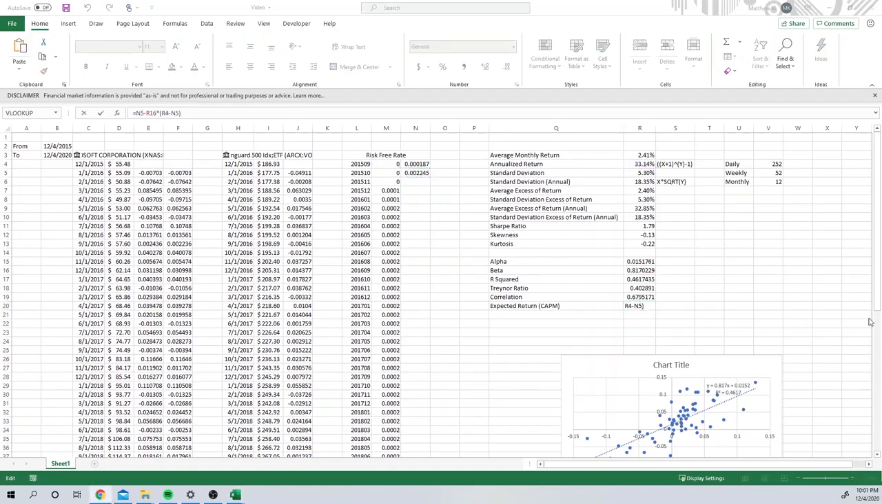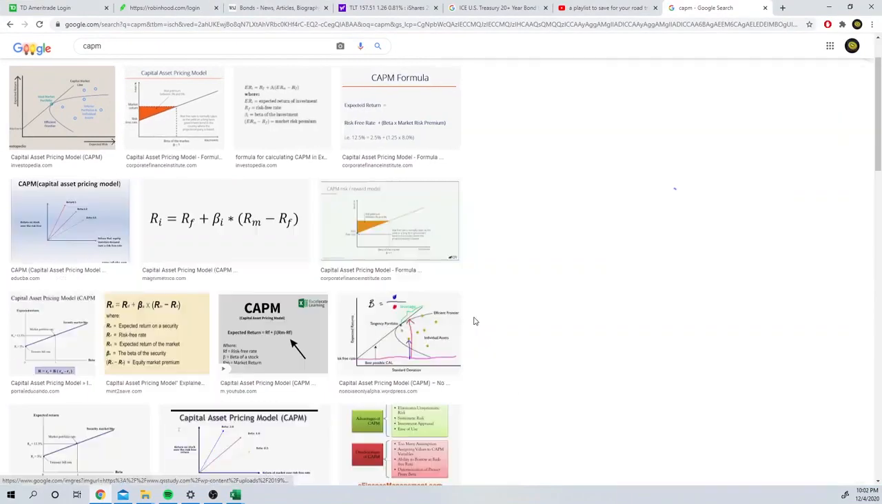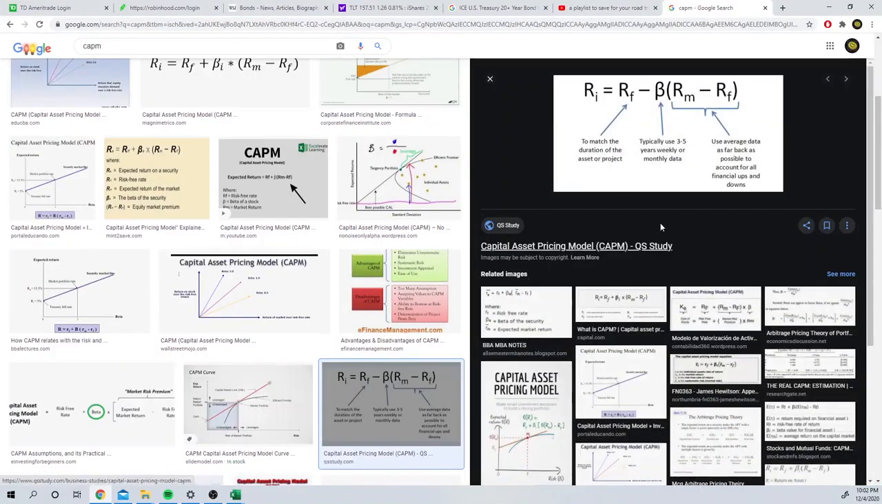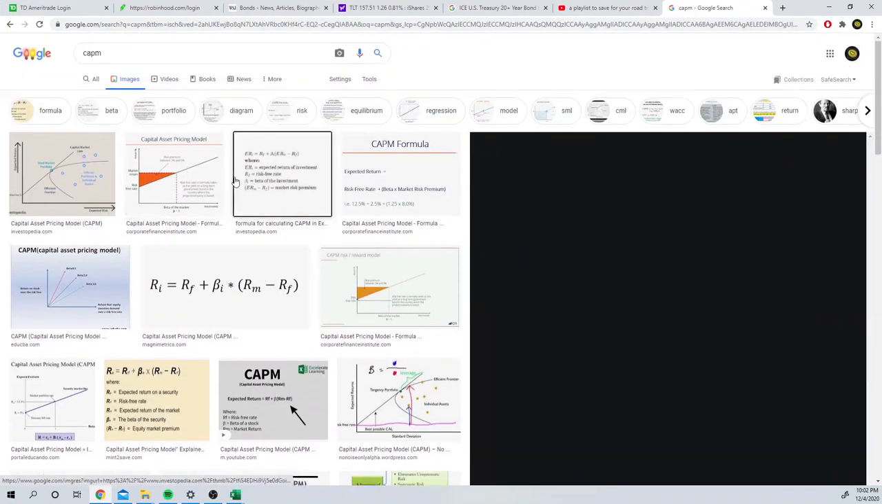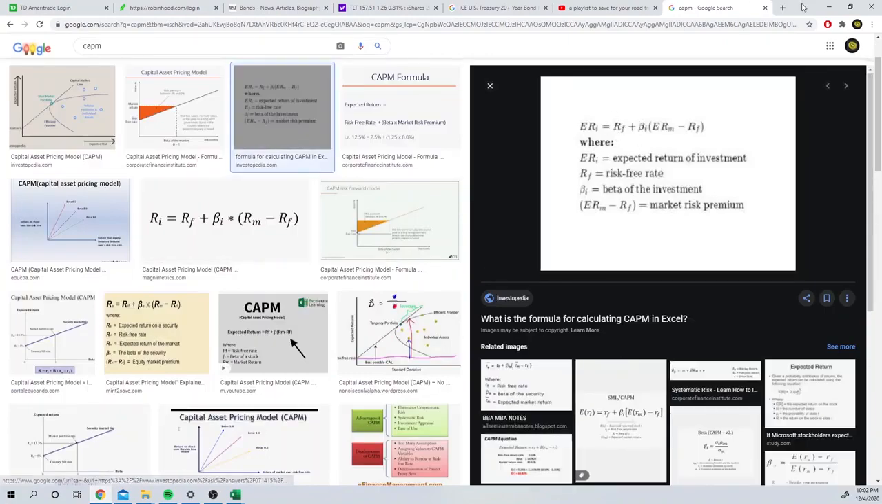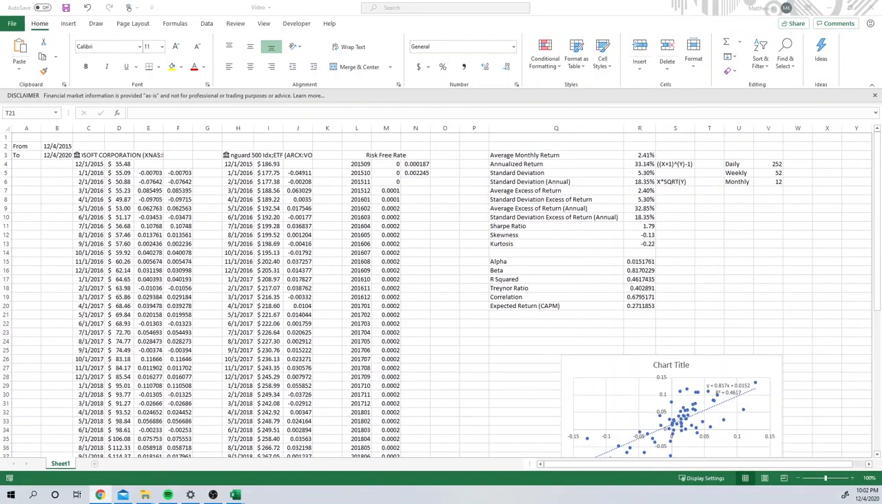Okay, the formula's wrong. The formula I just put up is wrong. It should be plus. Okay, that was stressful. So that formula, I don't think this is right. It should not be minus. It should be plus. Okay. All right. So that's how you create all these metrics, and then I just created it really fast.